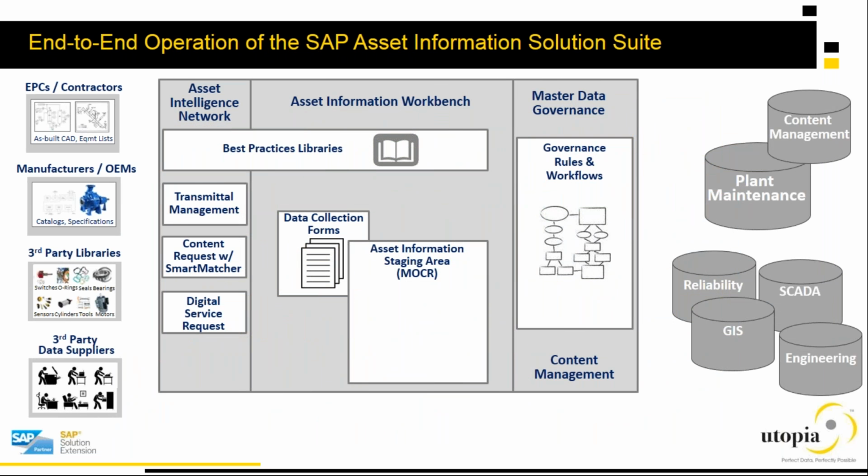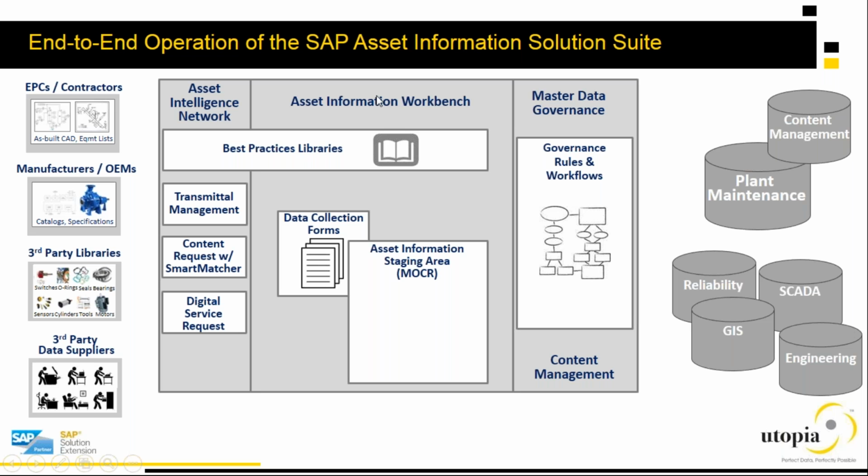So how does this function? What I'm going to walk you through now is really what that end-to-end operation of the SAP and Utopia Asset Information Suite looks like. Across the top, in the middle here, we have 4 areas that I'd like to talk about. First, the Asset Intelligence Network from SAP is a cloud-based solution that provides you the ability to collect data from manufacturers and OEMs through transmittal management, content requests, digital service requests, and a best practices library.